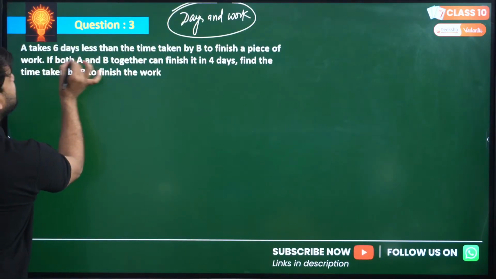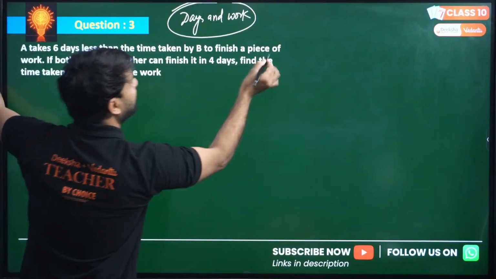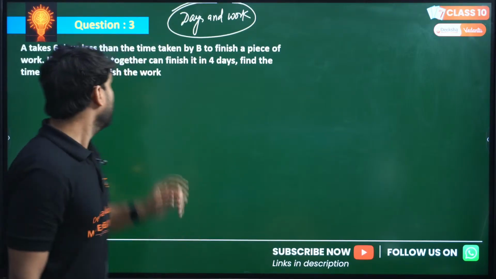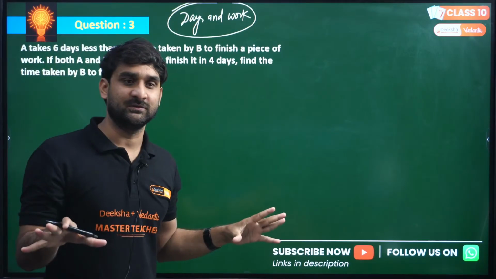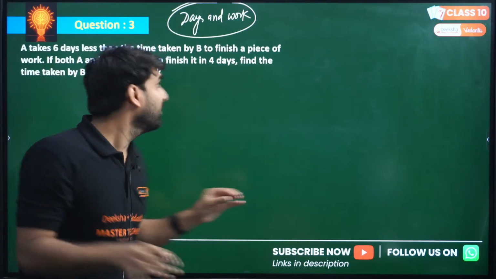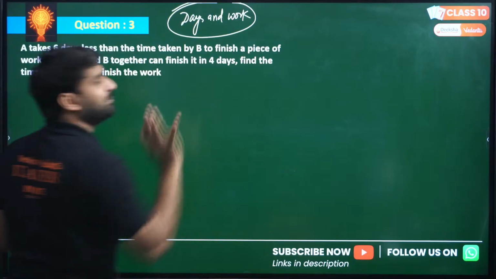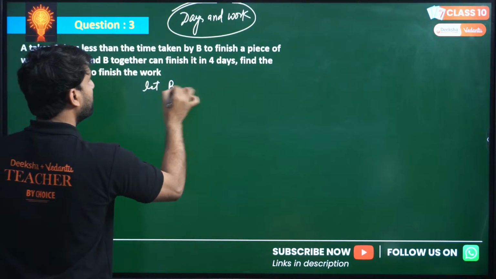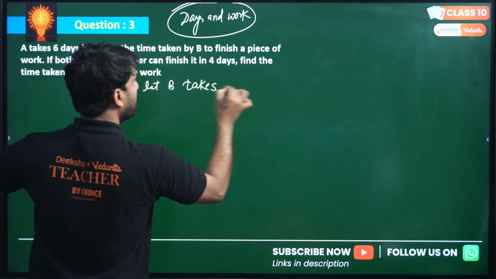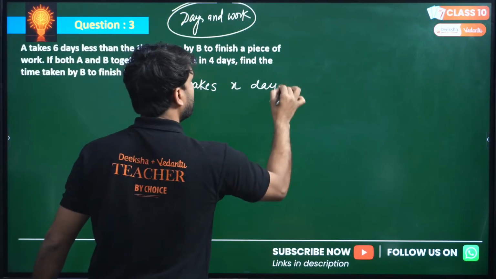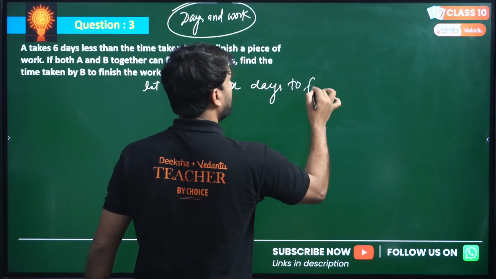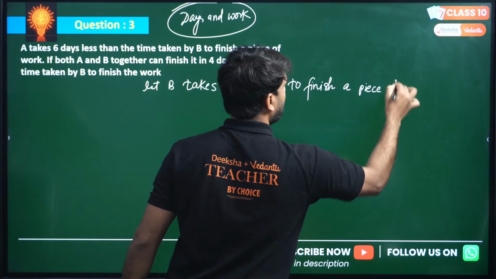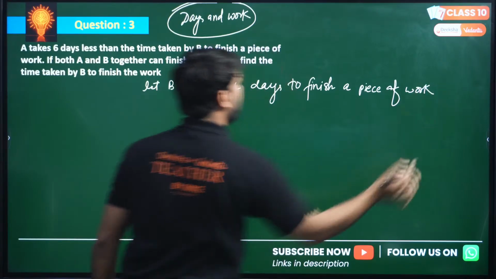A takes 6 days less than the time taken by B to finish a piece of work. Okay, so there are two persons, person A and person B. Person A takes 6 days less than the time taken by B to finish a piece of work. So let's assume B takes X days to finish a piece of work. So I am letting X for B.